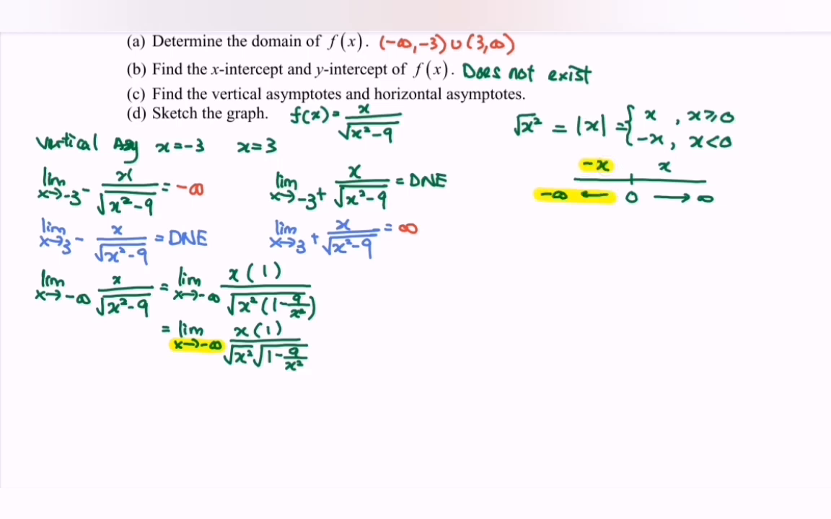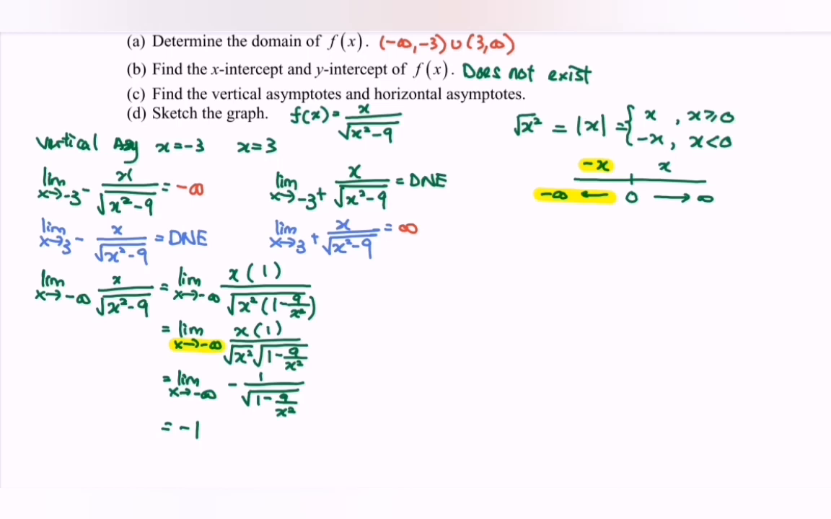So we represent the square root of x squared as negative x. So limit when x approaching negative infinity, we can say negative 1 over the square root of 1 minus 9 over x squared. If we substitute the negative infinity, we notice that we will have negative 1. So that will be the horizontal asymptote as x approaches negative infinity.